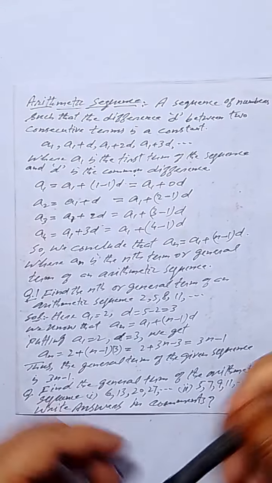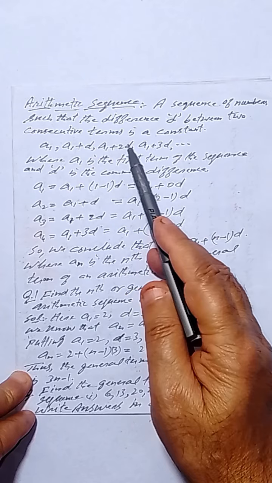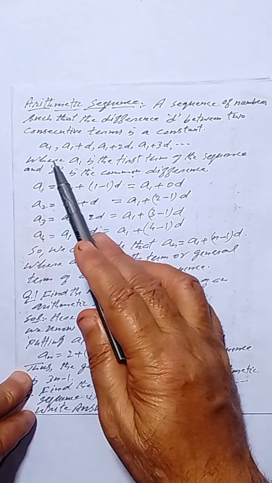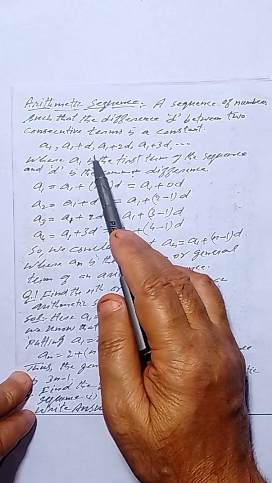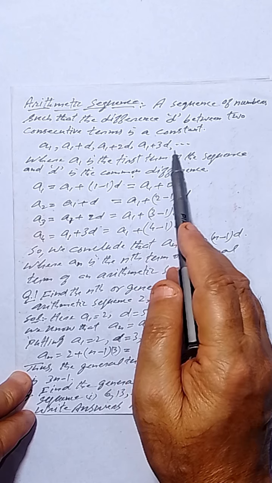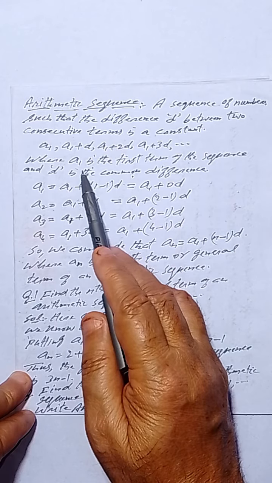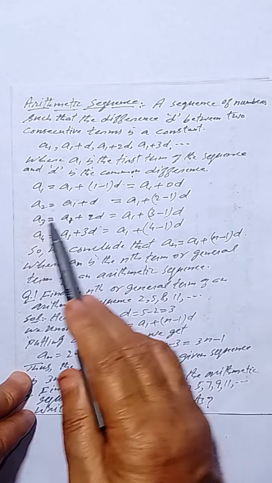Arithmetic sequence: a sequence of numbers such that the difference d between two consecutive terms is a constant. These consecutive terms are a1, a1 plus d, a1 plus 2d, a1 plus 3d, and so on, where a1 is the first term of the sequence and d is the common difference.